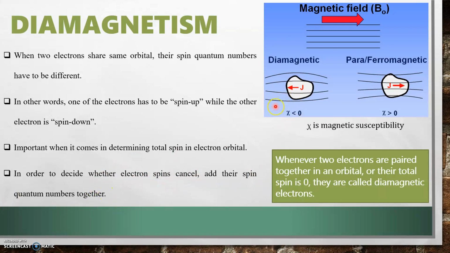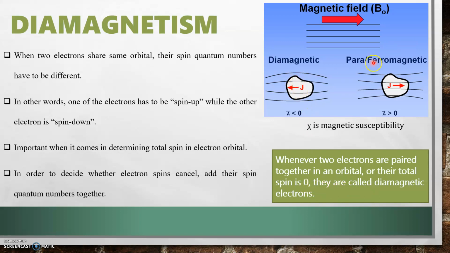Suppose there are 2 electrons and their spins are paired together in the orbital, that is, their total spin is 0, then they become diamagnetic electrons. That means if one is in upward direction, the other in the same orbital is in downward direction, then it is called a diamagnetic electron.